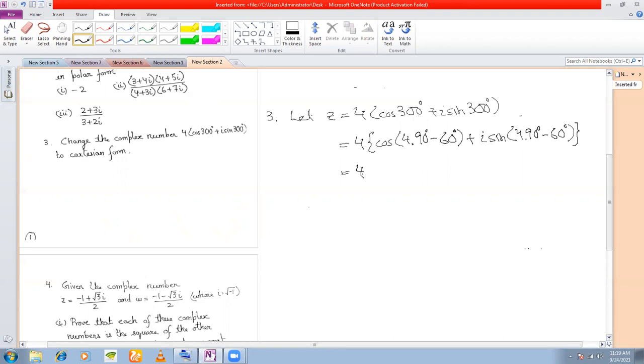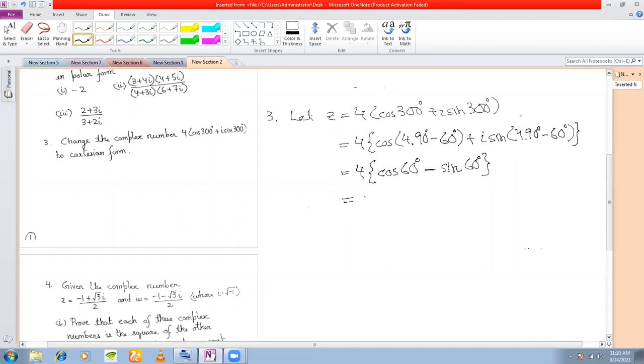So this becomes 4. This angle is in the fourth quadrant, and because this is an even multiple, cos remains cos, and in the fourth quadrant cos is positive. So this simply becomes cos 60 degree. And here you have an even multiple, so sine will remain sine. Because this angle is in the fourth quadrant where sine is negative, this positive sign will change to a negative sign. We'll have a negative sign before sine 60 degree.